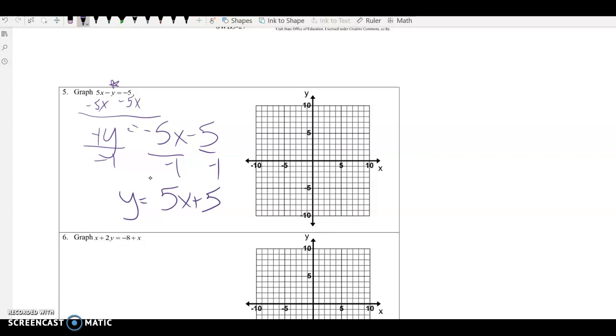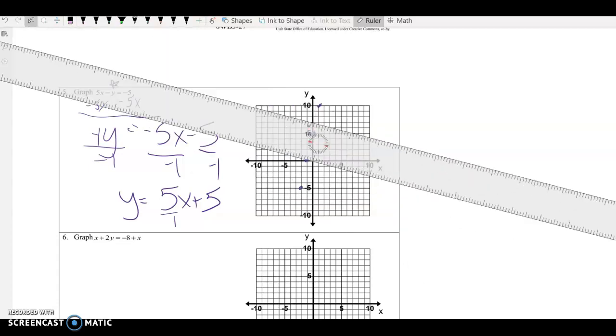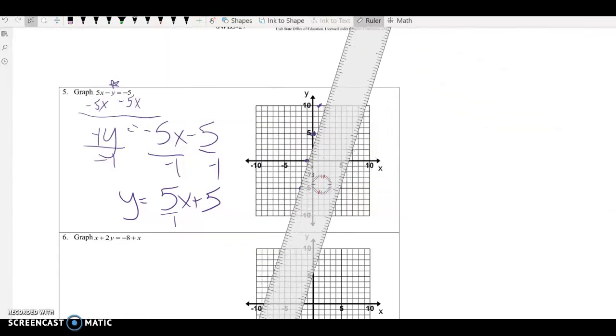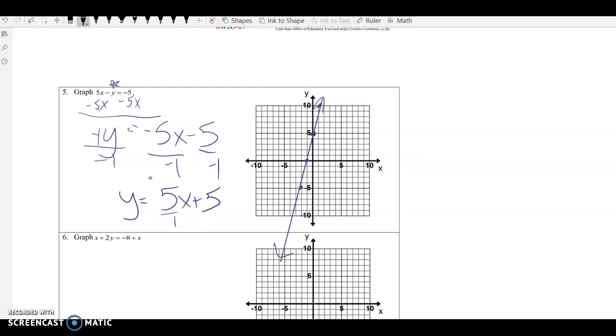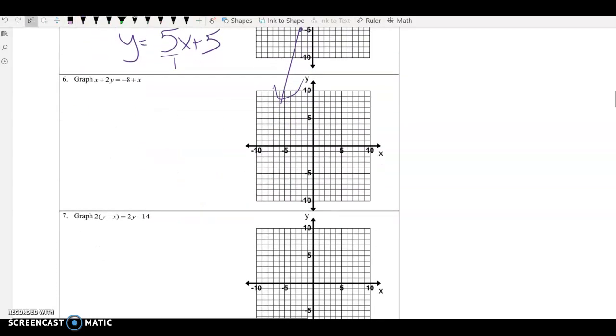Should be able to graph it. My y-intercept is 5. My slope is 5, or 5 over 1. I'm going up 5 over 1, or from my y-axis down 5 to the left 1, down 5 to the left 1. My ruler, and connect my spots. All right. So slope-intercept form, y equals mx plus b.